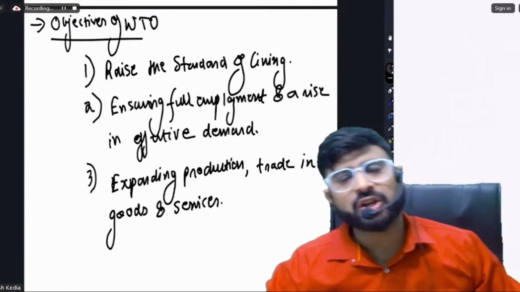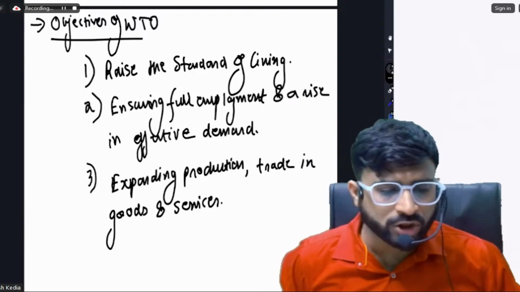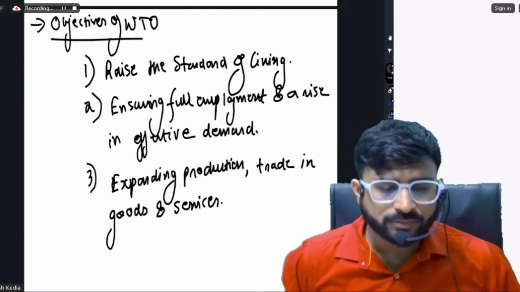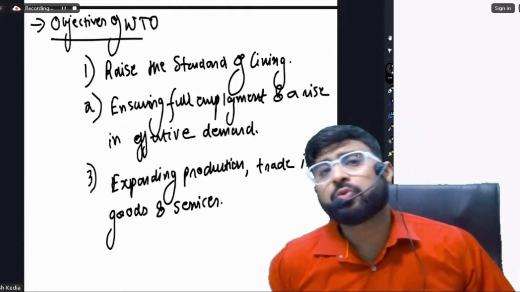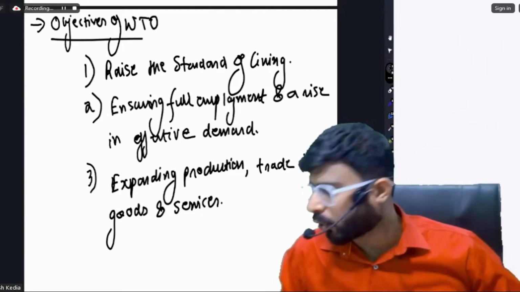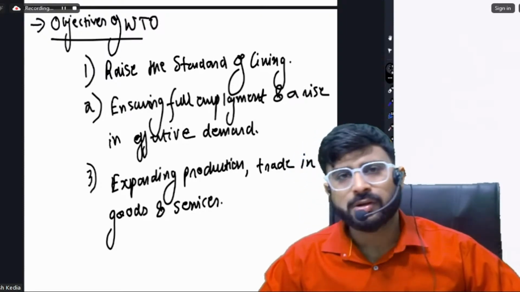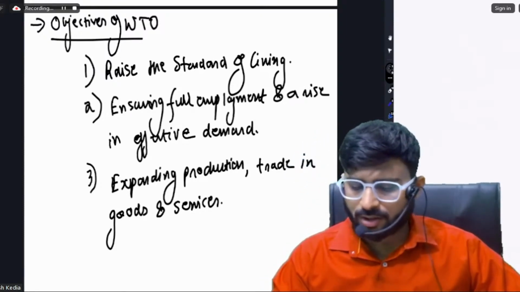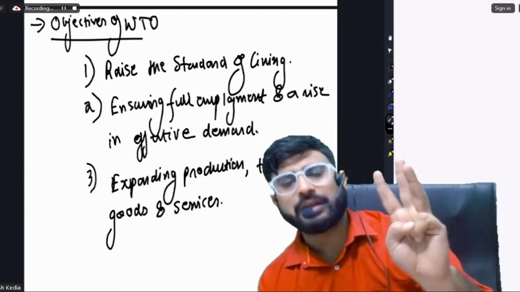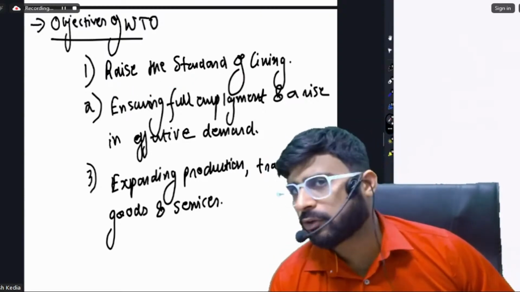Now we will discuss the structure of WTO, as to how it was structured. But before that, we have to understand where its headquarter is. WTO headquarters. So there were three main objectives of WTO. Number one, to raise the standard of living.